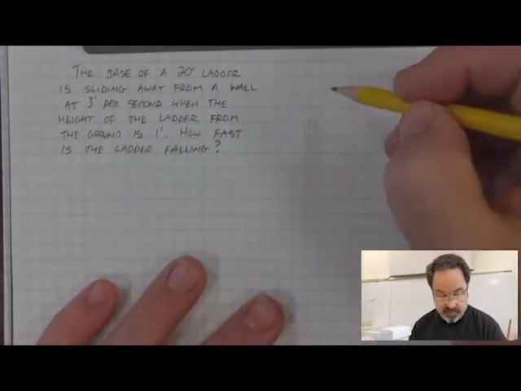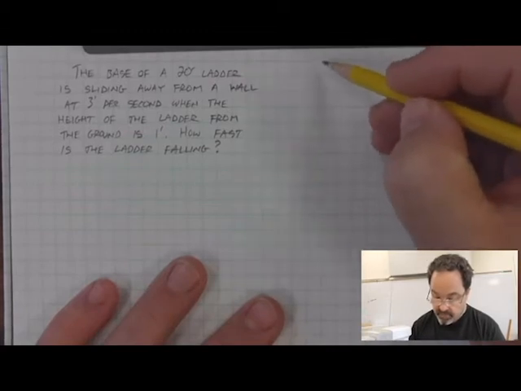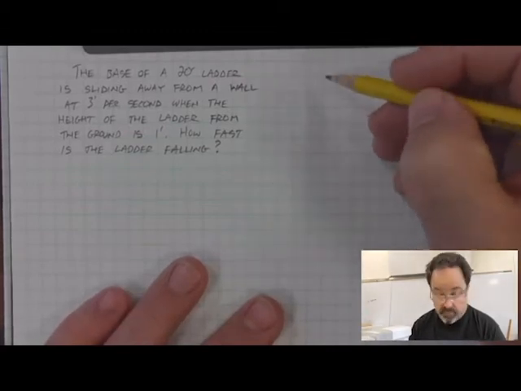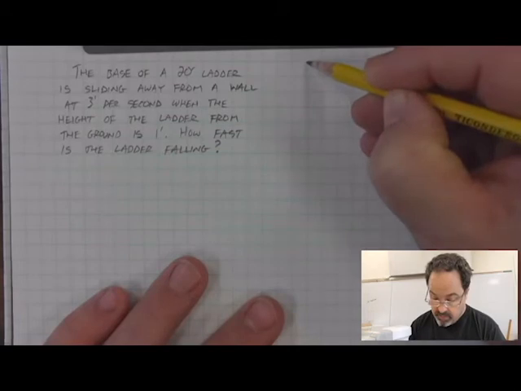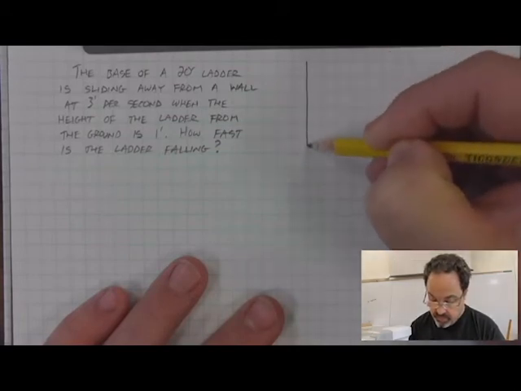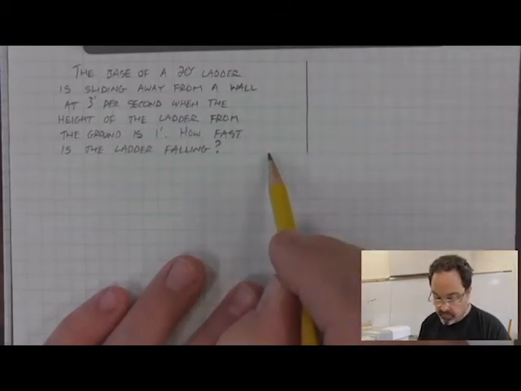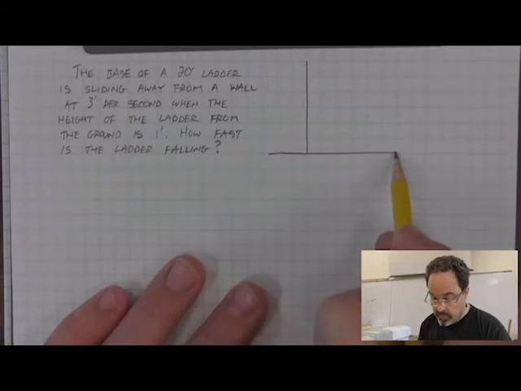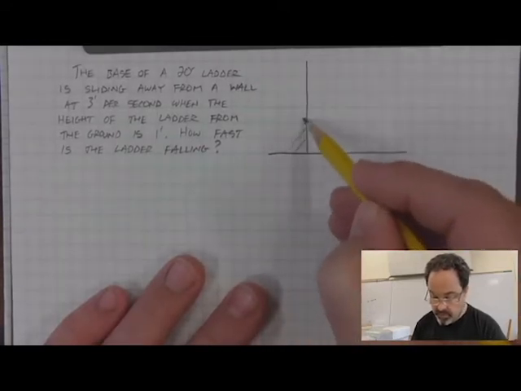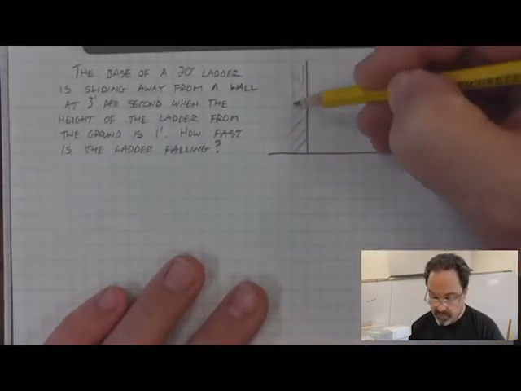In most contextual problems, it's best to diagram or draw the situation in order to understand the question. So we're going to draw a wall that meets a ground. This is the structure of the wall.